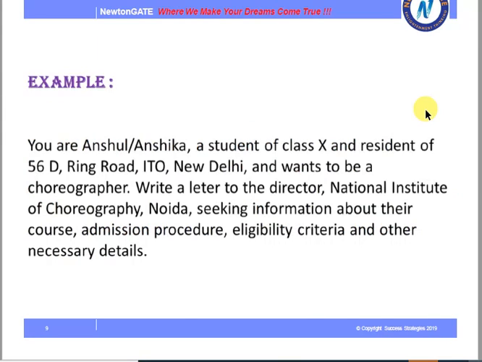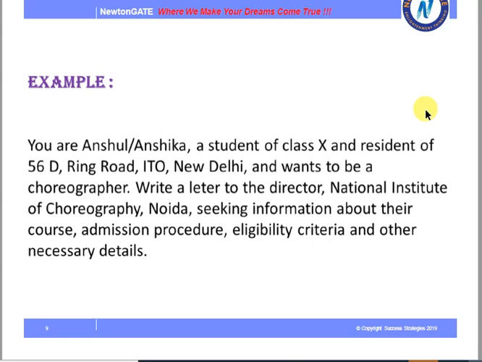For example, we have one letter. You are Anshul or Anshika, a student of class 10 and resident of 56D Ring Road, ITO, New Delhi, and want to be a choreographer. Note down that your total name and designation is given. Write a letter to the Director, National Institute of Choreography, Noida, seeking information about their course, admission procedure, eligibility criteria, and other necessary details. So here in this case, what you have to do?